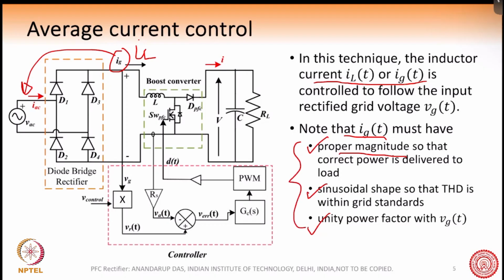From the source side. Of course, there is one more requirement: the load voltage is to be maintained. With these requirements, we will see how we can do this average current control.